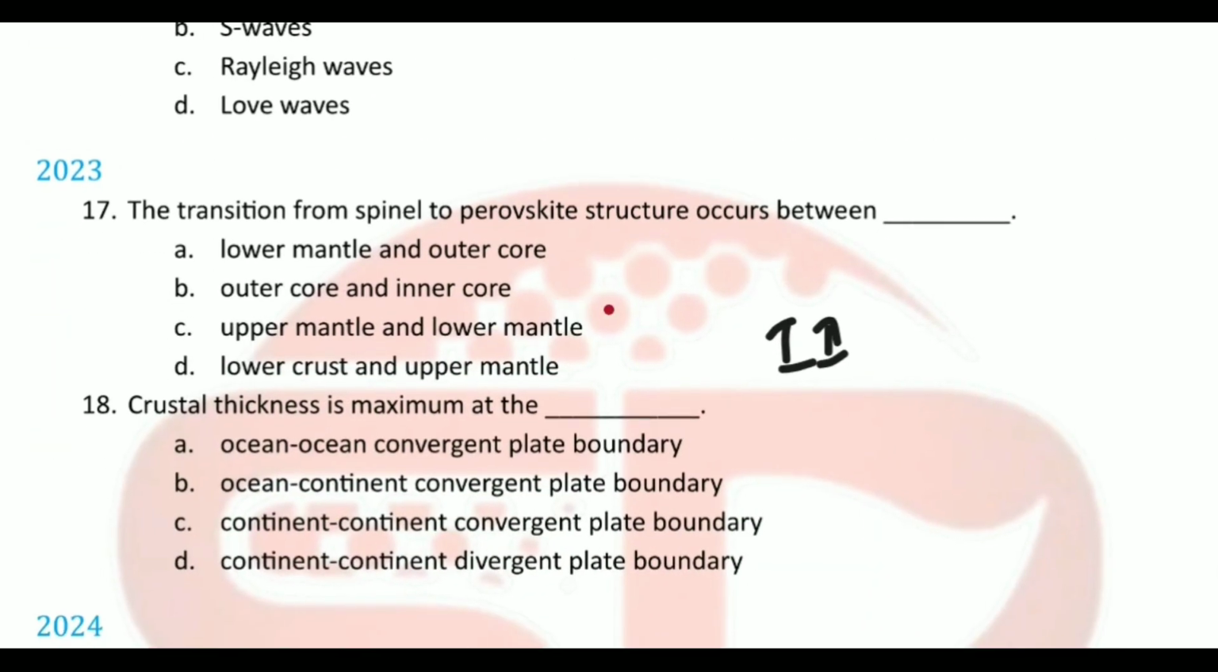The transition from spinel to perovskite structure occurs between. Normally, most of the transition in the mantle occurs in the transition zone.